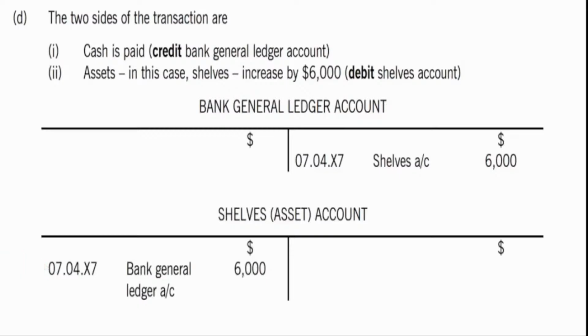How it's recorded in the ledgers. Bank general ledger account. Credit $6,000 to the shelves account. Shelves account. Debit $6,000 from the bank general ledger account.